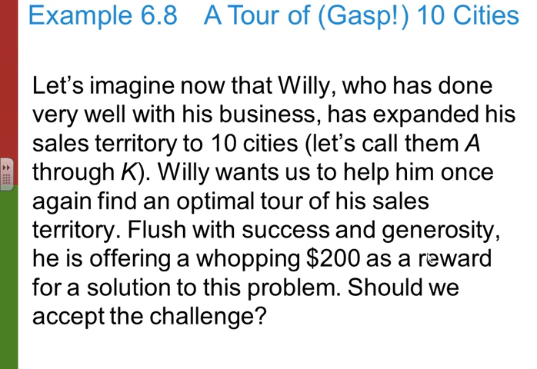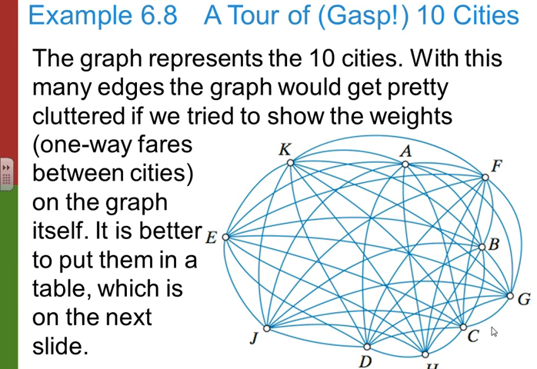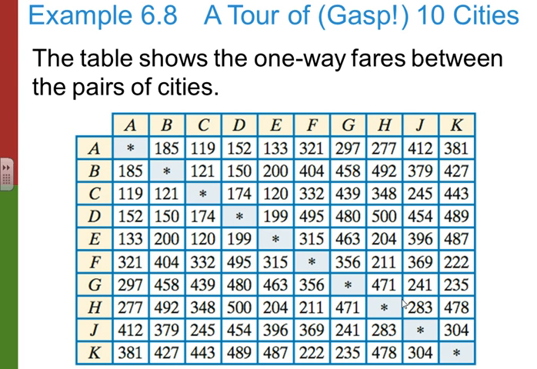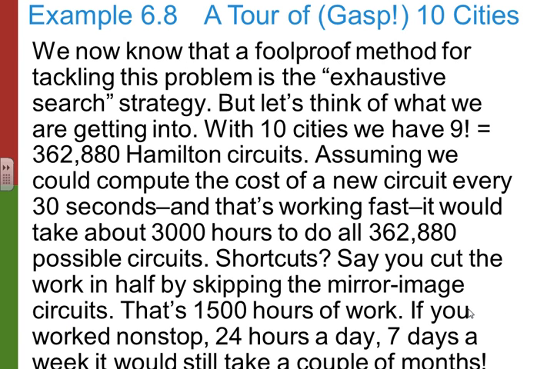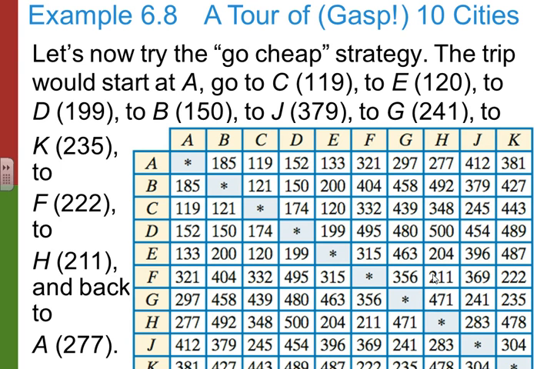Now, if I had 10 cities, then my problem is I have all these paths, because all the cities go to every other city. Unless I go to Omaha, then I only have 3 airplanes out of here going 3 places. Now I've got a whole list of cities to go to, a whole list of prices. There are 9 factorial Hamilton circuits, so I have 362,000 possible circuits. That could take 1,500 hours of work. No, I better find a cheap way to do that. I don't want to do that.